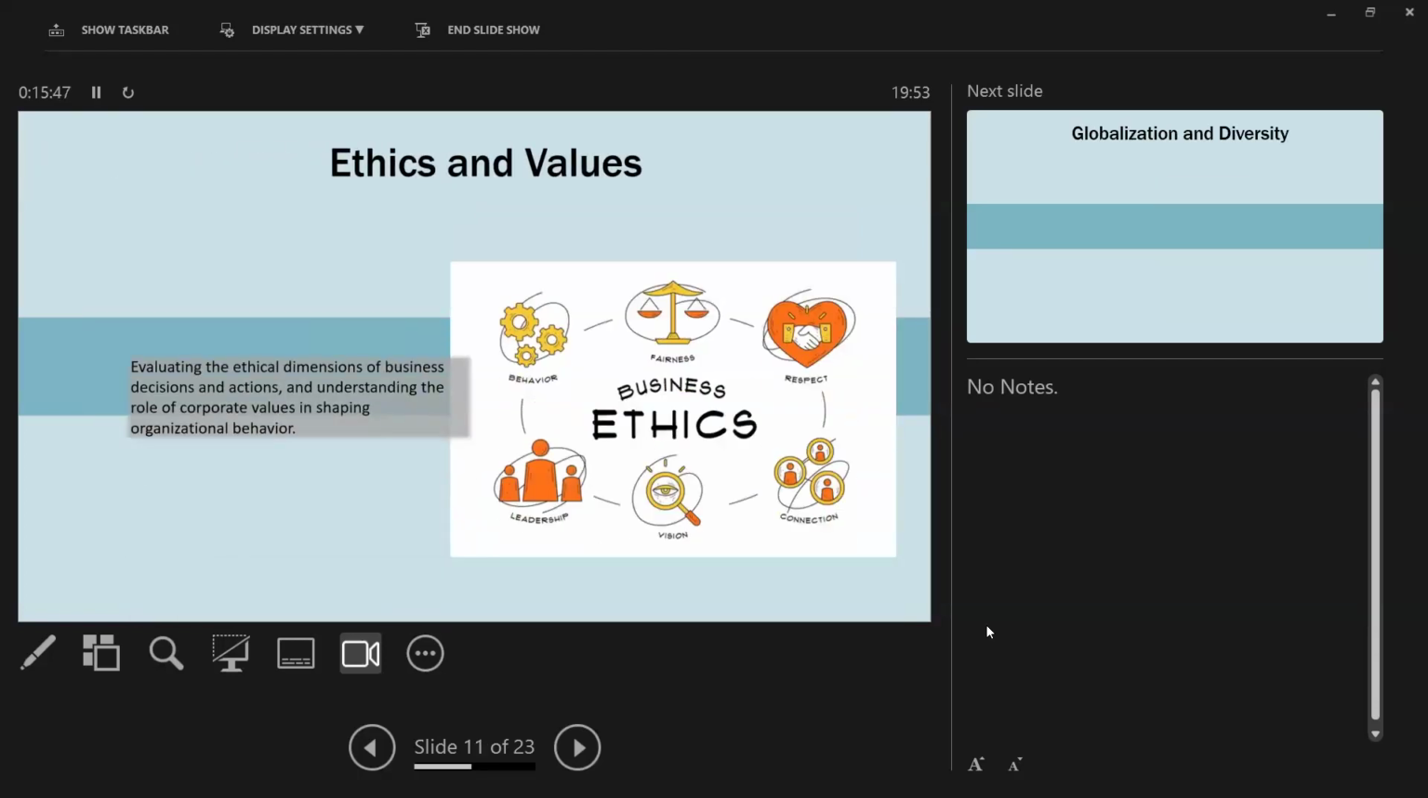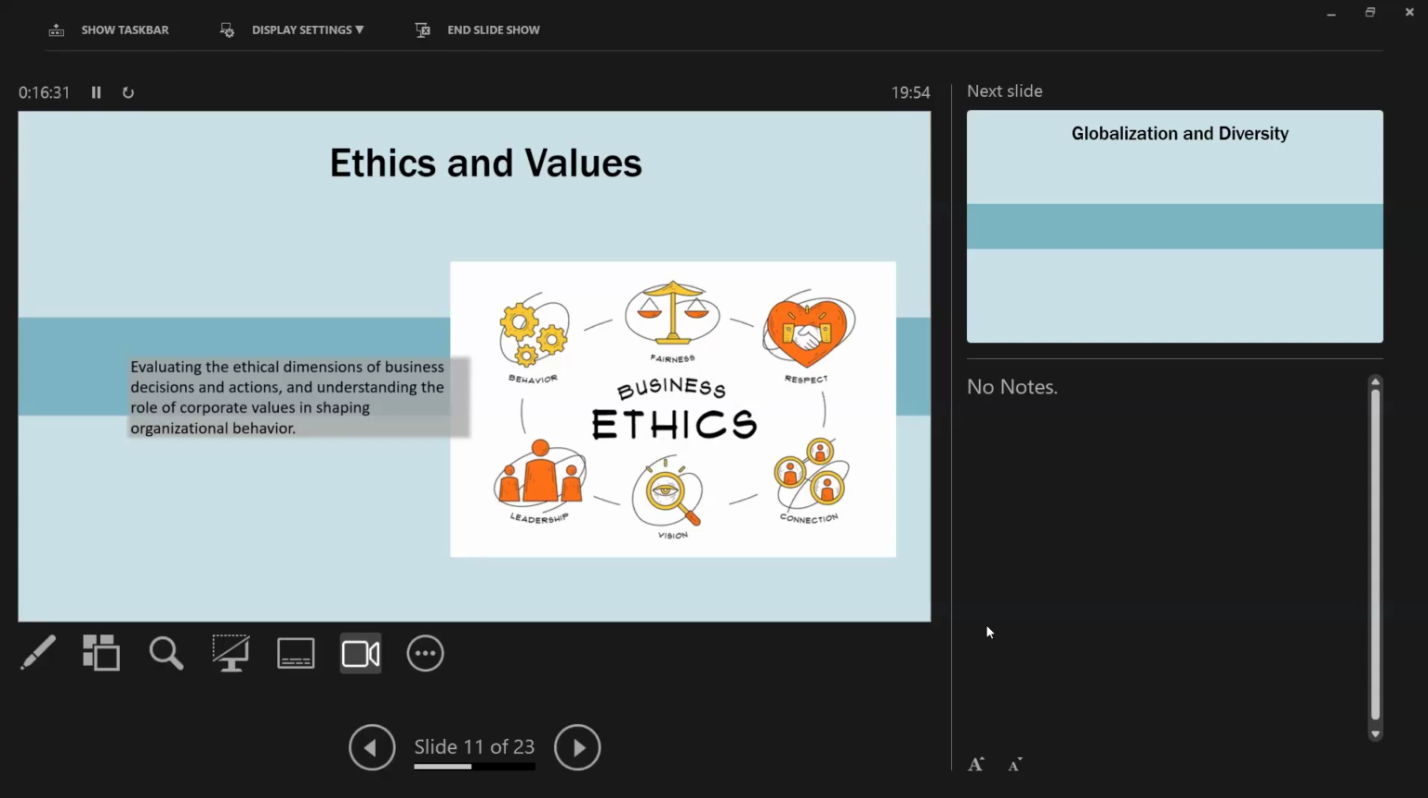Now let's look at ethics and values. There's something called business ethics. You can see from the illustration they were talking about the certain behavior that is expected in a business. You expect fairness. You don't expect corruption. You expect respect, regardless of who you are, regardless of your gender, regardless of what you believe. You expect respect, you expect connection, you expect a vision, you expect good leadership. So those are the pillars of business ethics.